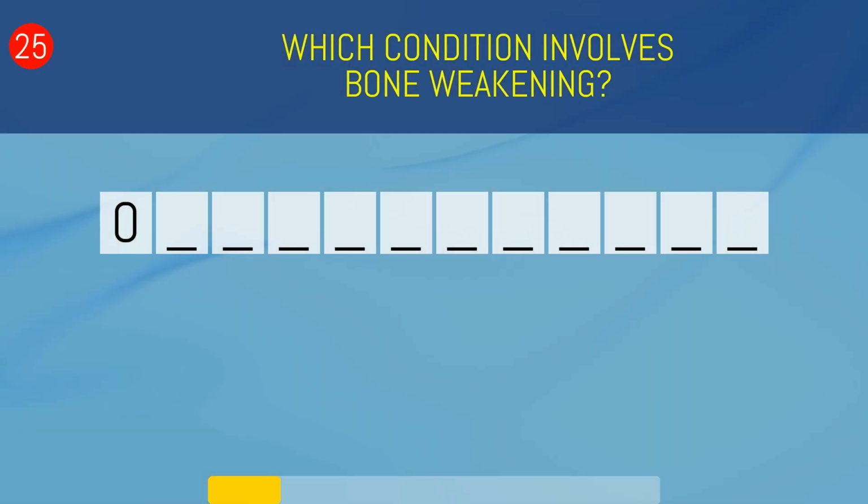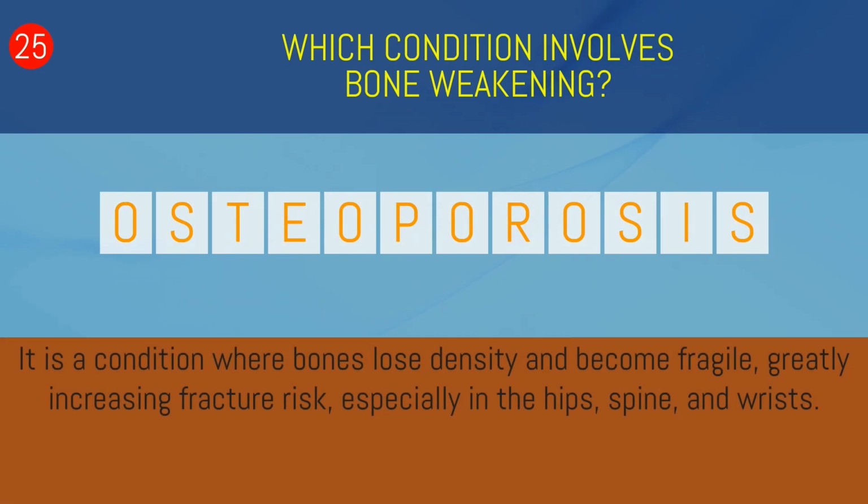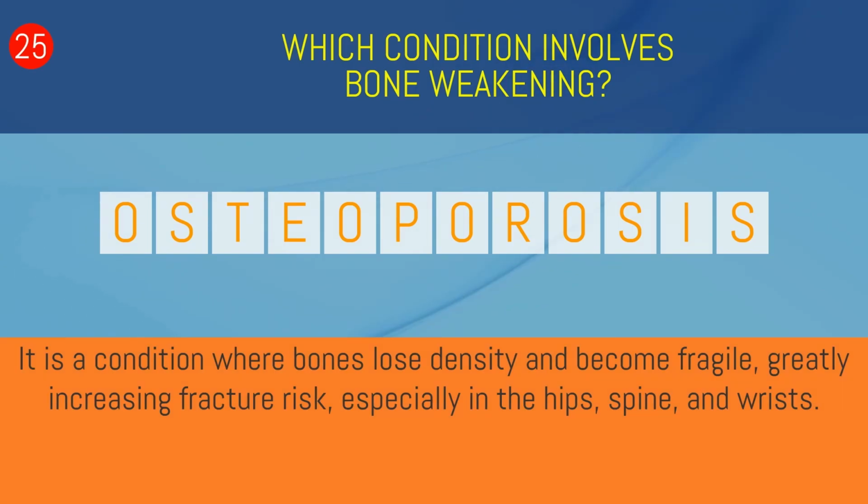Which condition involves bone weakening? Osteoporosis. It is a condition where bones lose density and become fragile, greatly increasing fracture risk, especially in the hips, spine, and wrists.